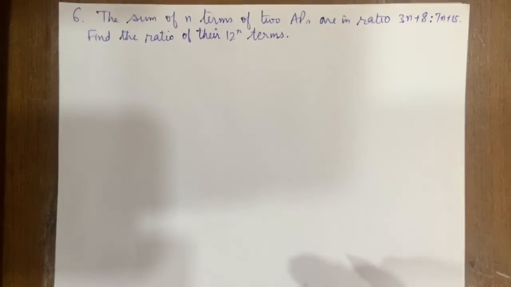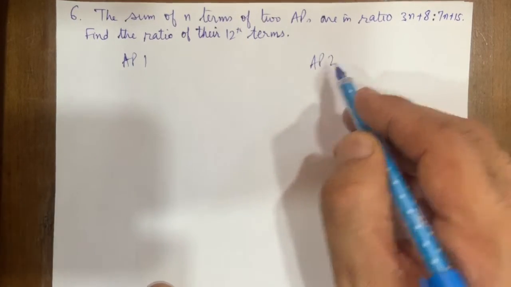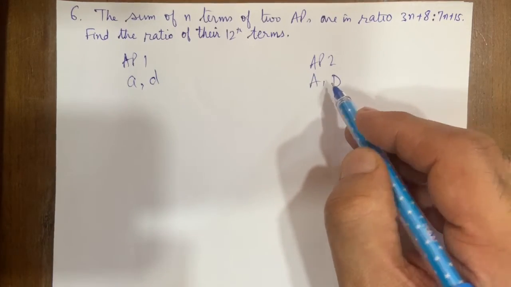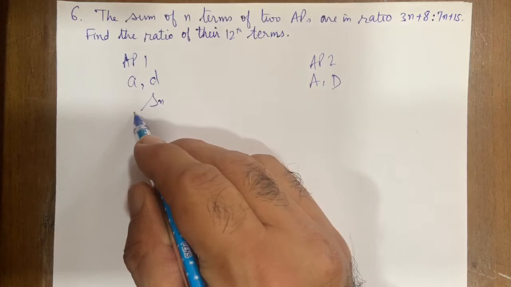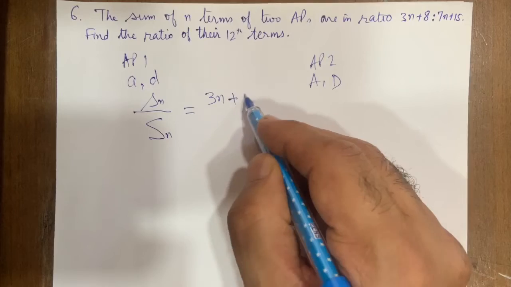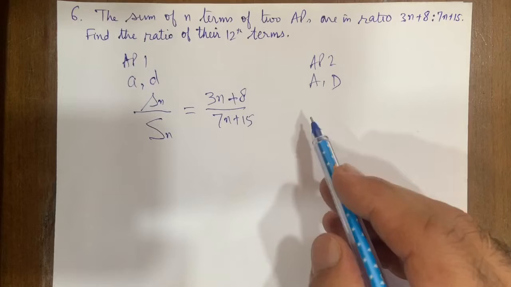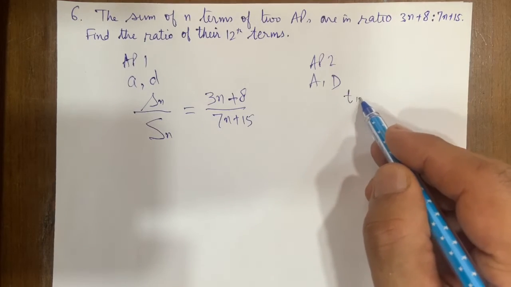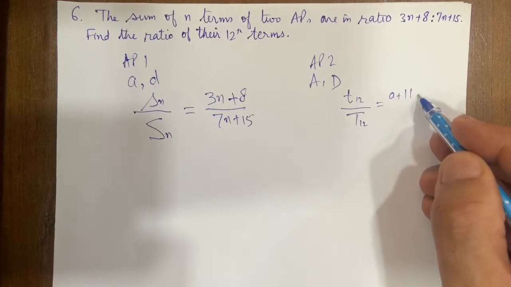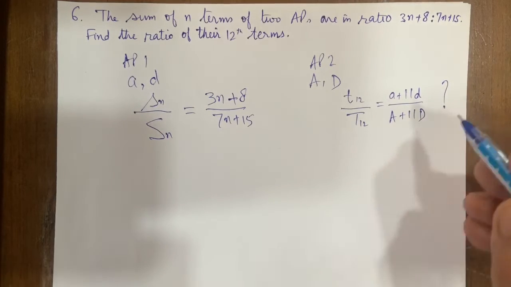In the next question, we are given two APs. Let us say we have AP1 and AP2. This is with first term a and d. This is with capital A and capital D. The ratio of the sum of n terms of the first to the sum of n terms of the second is 3n plus 8 upon 7n plus 15. And from this we have to find the ratio of their 12th terms, that is T12 upon T12. This will be a plus 11d and this is A plus 11D. We have to find this ratio.